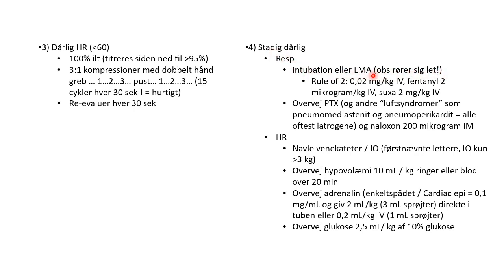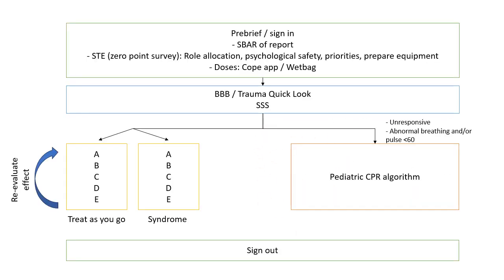I remember the LMA touch, it moves easily. So you want to check that it's still a patent airway, like with DOPES. Consider pneumothorax, so your DOPES algorithm is really good here. You want to consider not giving naloxone because, if it's a mom with opioids, that's one of the reasons why they might need help there. And you put in your catheter, and then you can give drugs if you want to. All right. So that was the pediatric.